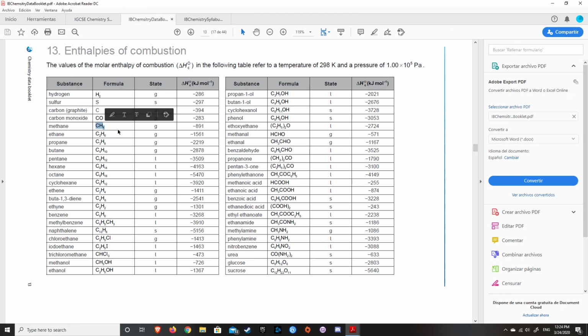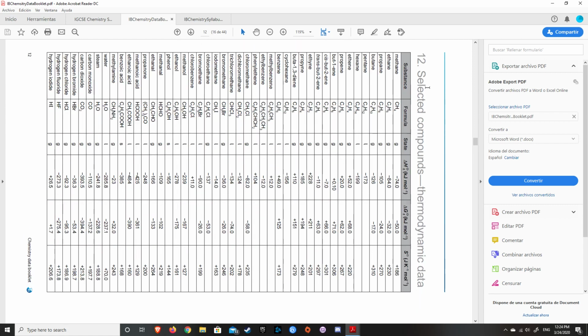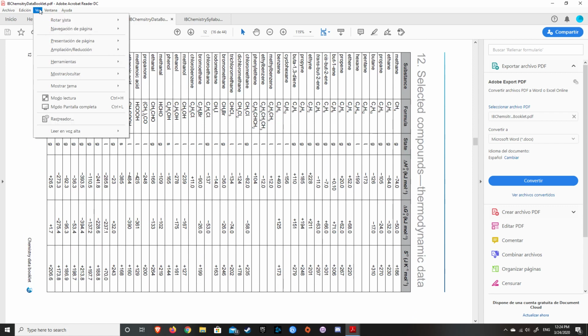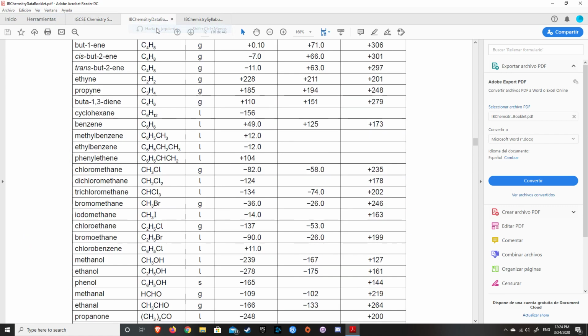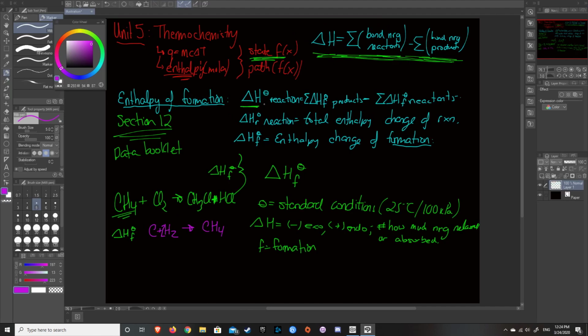Enthalpy of formation. Oh, that's enthalpy of combustion. Sorry, I just got to rotate this. Enthalpy of formation right here. So I just need to rotate this a little bit. There we go. So the enthalpy of formation of methane, delta HF of methane, is negative 74 kilojoules per mole. So when we form methane out of its elements, we release 74 kilojoules per mole of energy.